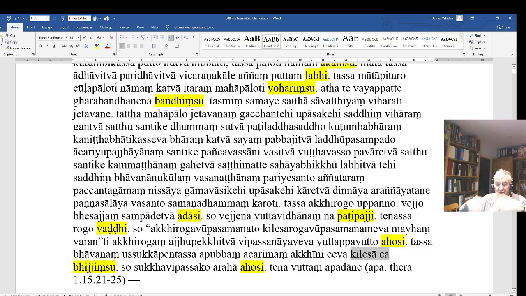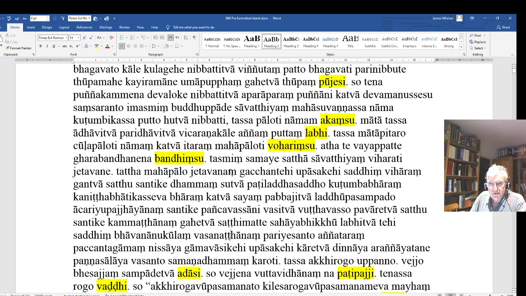In other words, he was cured of his defilements. And araha ahosi. Ahosi often means not just was, but became. So araha ahosi, he became an arahant.